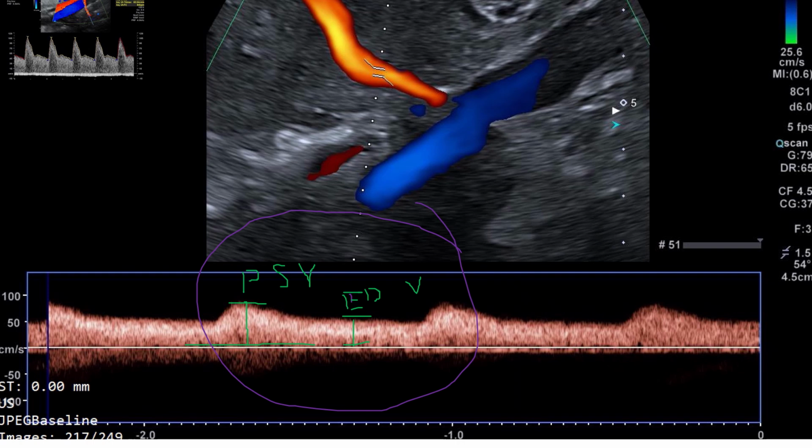So that's the landmark. This is the external iliac artery there, where it meets the uterine artery at 90 degrees. That's what we are looking at. If you get this, you are good. This is how we screen for preeclampsia. This is how you screen for preeclampsia.